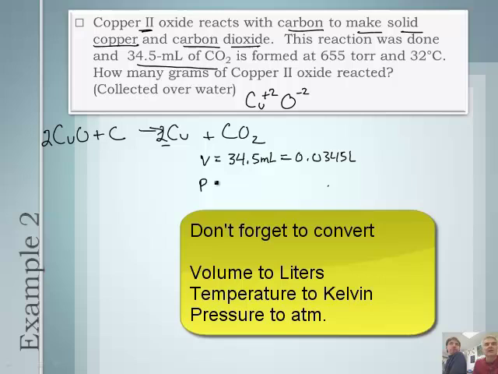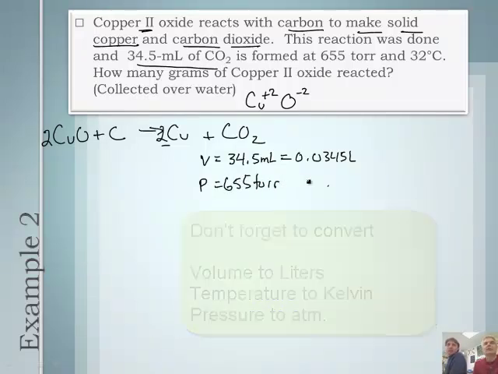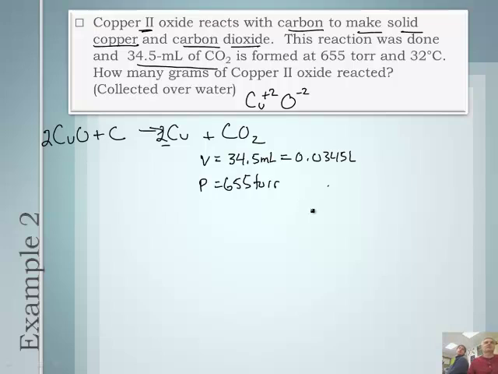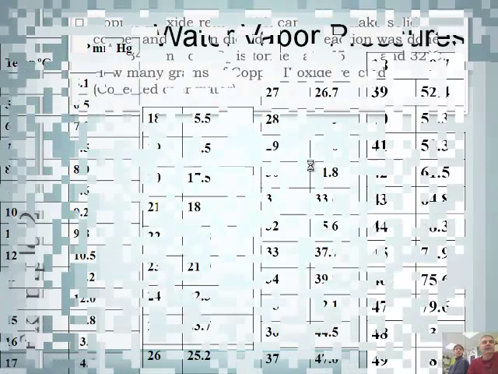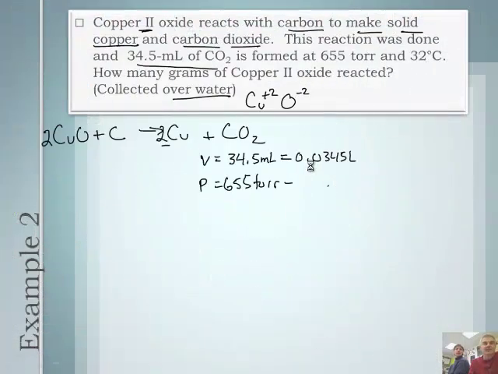My pressure is 655 torr. Let's make that change too. We can't change it yet, because it's collected over water. If it's collected over water, we must refer to the water vapor pressure table. What temperature were we at? 32 Celsius.